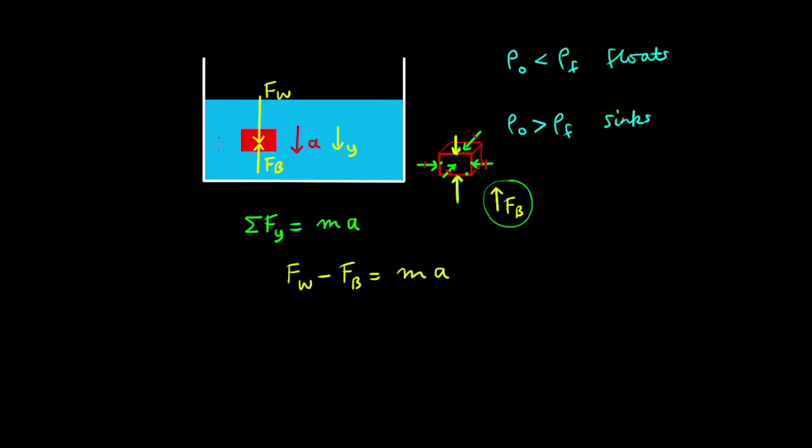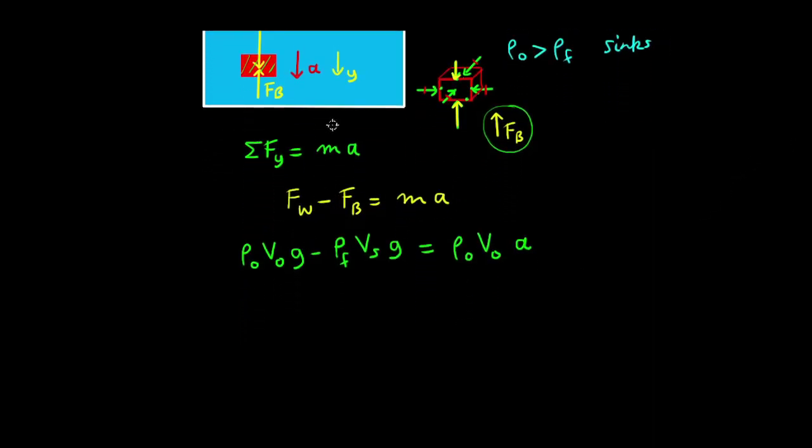And as we said, according to Archimedes' principle, the buoyant force is the weight of the displaced fluid. So that will be the density of the fluid by the submerged volume by gravity. And the force of weight is the mass times the gravitational acceleration of the object. So that will be the density of the object by the volume of the object by gravity, and we're subtracting the two. And that's equal to the mass, which is the density of the object, times the volume of the object, times the acceleration.